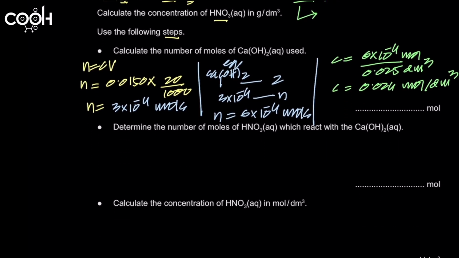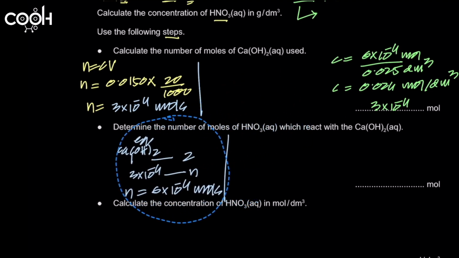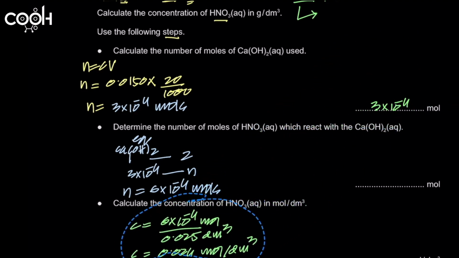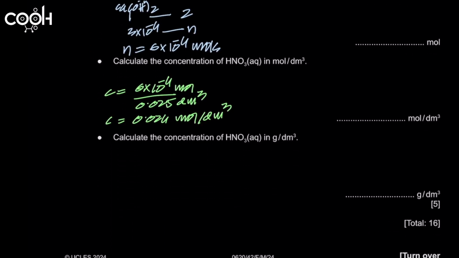And now let's just insert them. So in the first part, we just had to calculate the moles of calcium hydroxide, which is 3 × 10^-4. In the second one, obviously he'll ask us to calculate the moles of HNO3, which we've already done. And in the third bit, he will obviously ask us to calculate the concentration of HNO3, which again, we've already done. And now in the fourth step, he's saying calculate it in g/dm³.